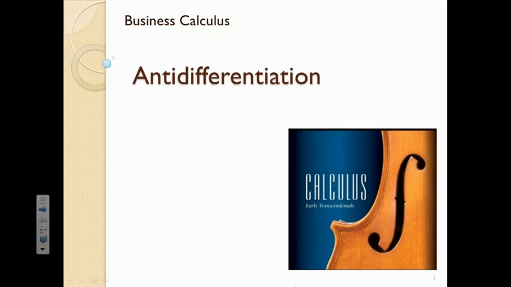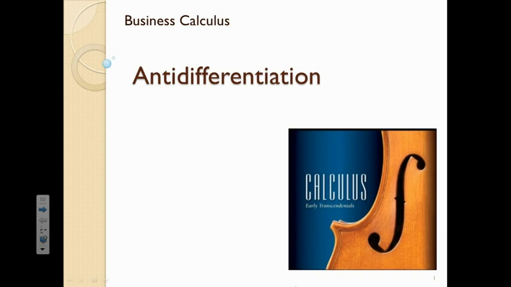Now, so far in this class, we've focused on the derivative. And practical examples for this in business, of course, it's always that you have a cost or revenue or profit function, and you want to find the marginal cost or the marginal revenue, the marginal profit. So we take the derivative. Well, what if we knew what our marginal profit was, and we wanted to find what our profit function was? Well, this process would be going the opposite way, and it's called antidifferentiation.